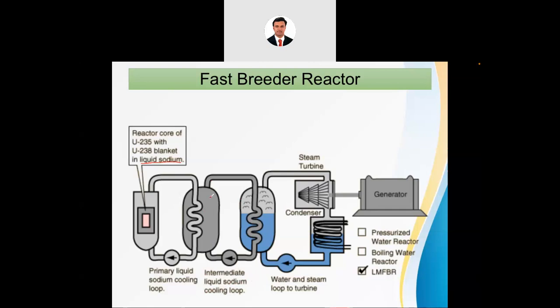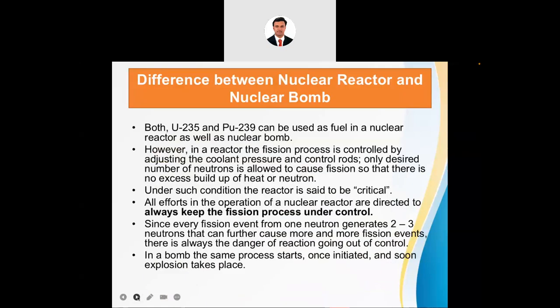It may be sodium, another type of sodium. So it will have an intermediate loop, and it is called a fast breeder reactor. Now the fuel is also different. In this case, it will have uranium-235 with a uranium-238 blanket. Generally in nature, we obtain uranium-235 and 238, and after enriching, we get the uranium-235. So these are the different types of nuclear power plant.